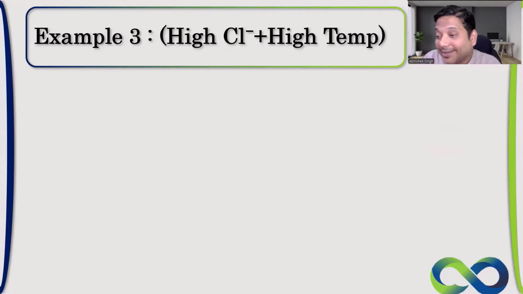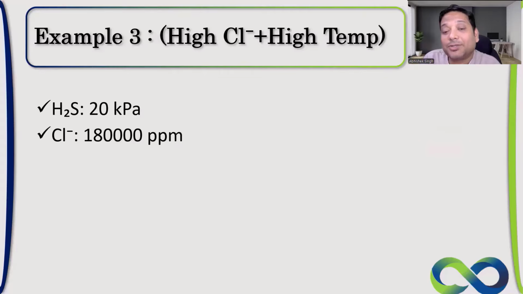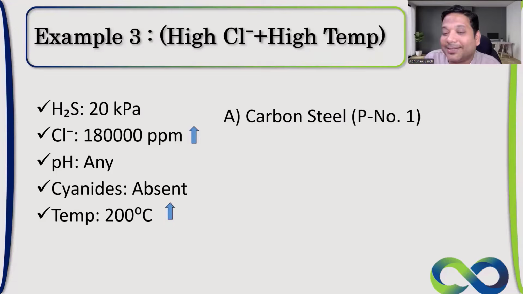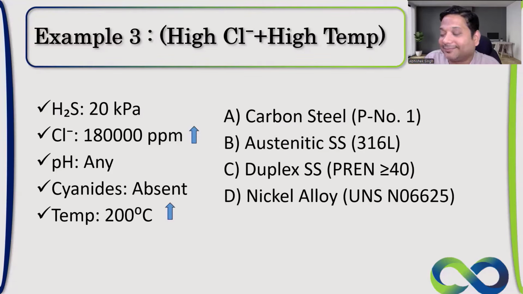Now taking the third example. Now you have very high chloride concentration and the temperature is also high. So H2S partial pressure is 20 kPa. Chloride content is 1,80,000. Okay, very high chloride. pH value, it may be anything. Cyanide is not there. Temperature is also high, 200 degrees Celsius. What is the material which you'll be selecting?